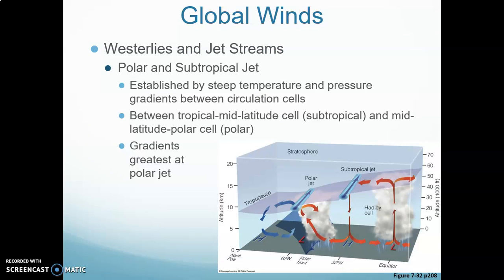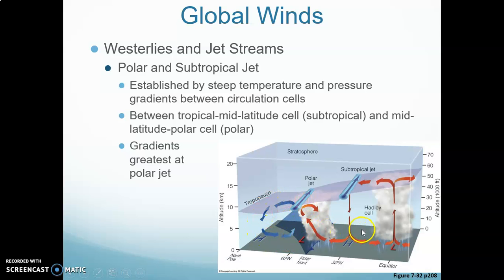So what causes a jet stream? A jet stream is established when you have steep temperature and pressure gradients between circulation cells. So we talked about the Hadley cell, which is the cell that goes between the equator and 30 degrees latitude, the Ferrel cell, which goes between 30 and 60, and the polar cell, which goes between 60 and the pole.